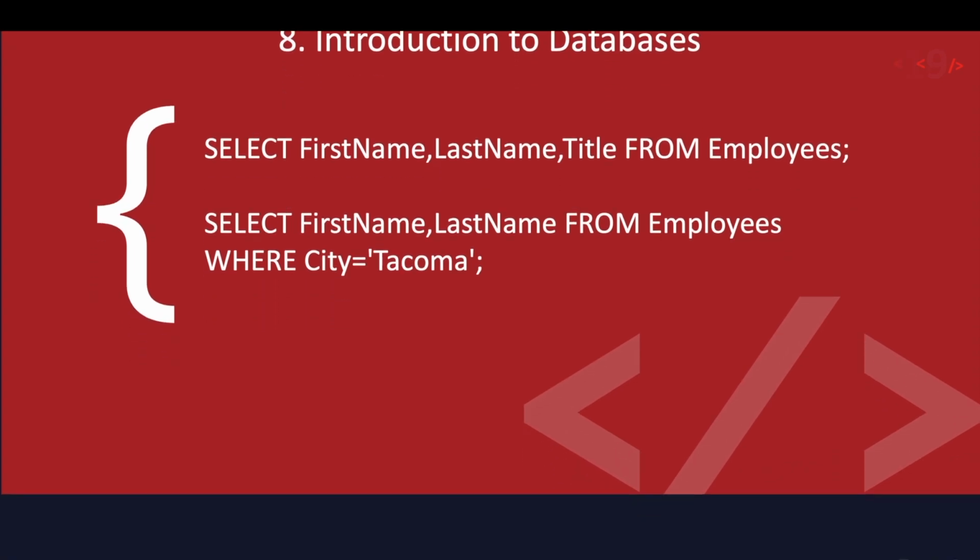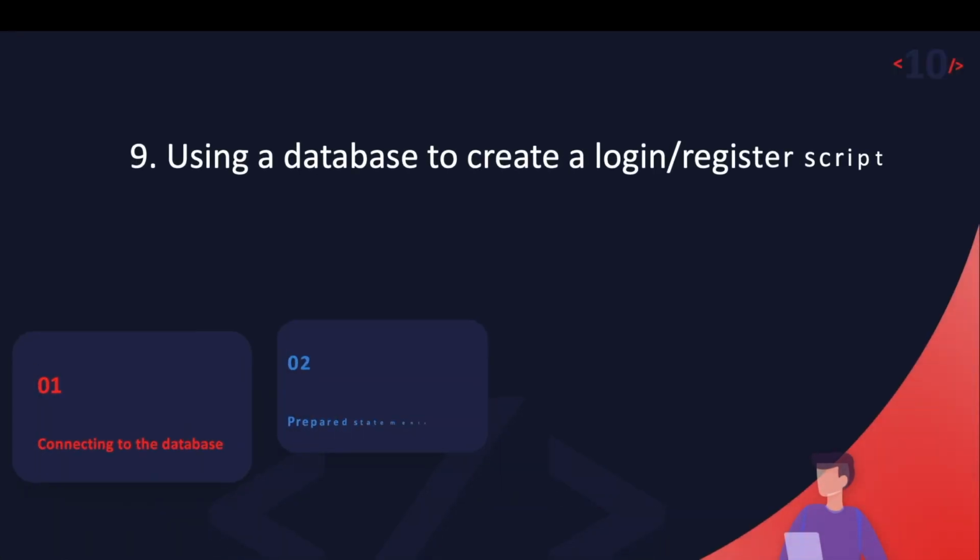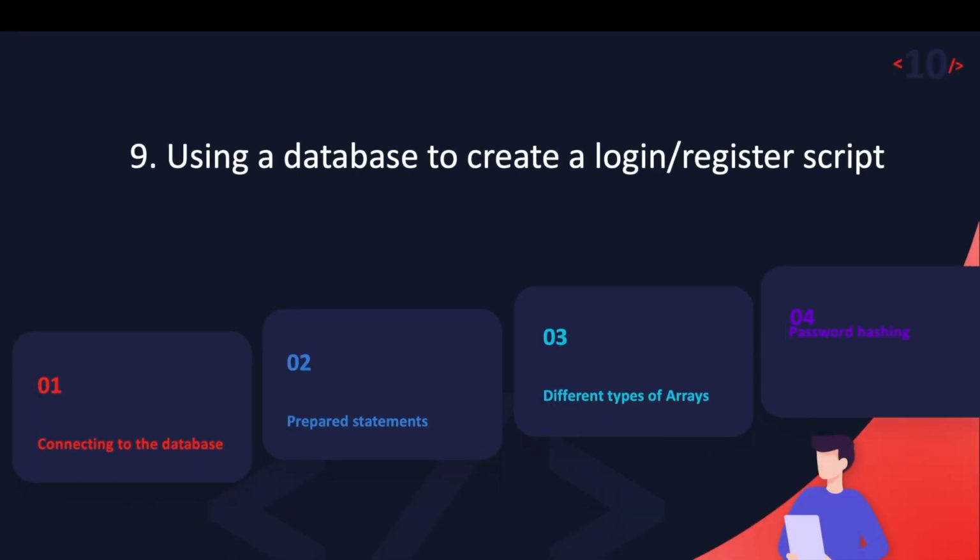And section 9 is pretty much a follow-up of section 8, where we will connect to our data in our PHP code, we will print out database information in the browser, and we will be creating a login and register script by doing some error handlers. We will use prepared statements to prevent SQL injection, and we will be hashing passwords.